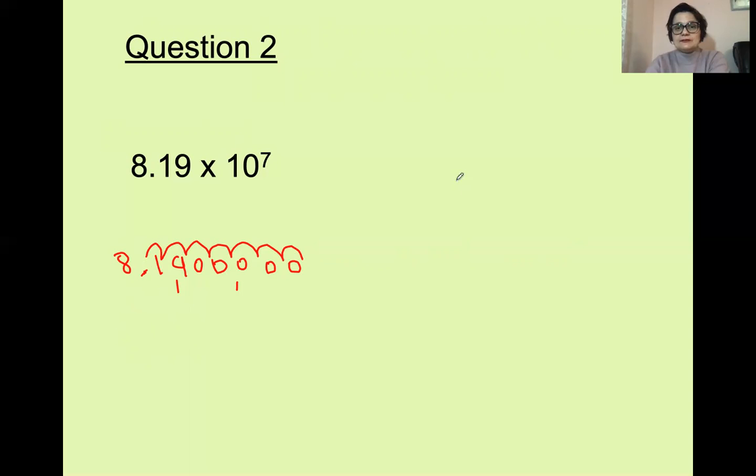Or method number 2 would be to create the whole number here. So 819 times 10 to the power of 5, because 10 to the power of 7 is going to be the same as 10 to the power of 2 times 10 to the power of 5. All right, so 2 plus 5 is 7. There you go. Why did you split it like this?